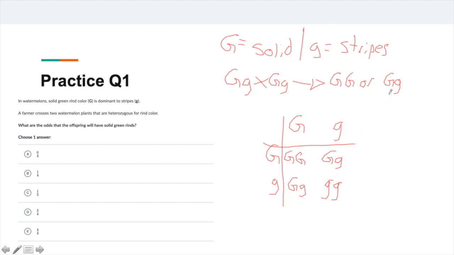So again, now we're looking at which ones have solid green. So solid green either has the 2 big G's or one big G. So we have one right here, one right here, and one right here, but not this one. So we have 3 out of 4. And the answer is going to be D. So that's a simple monohybrid cross that we're going to see pretty often.